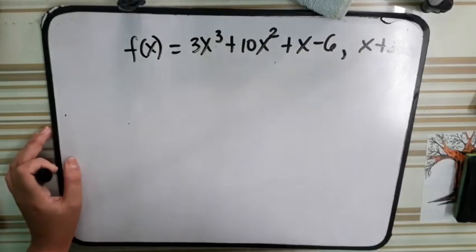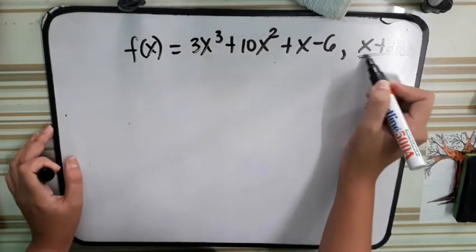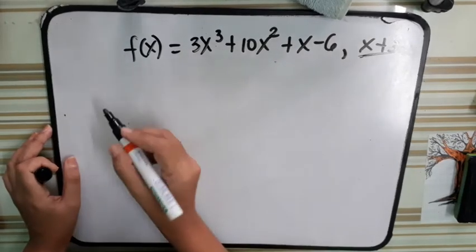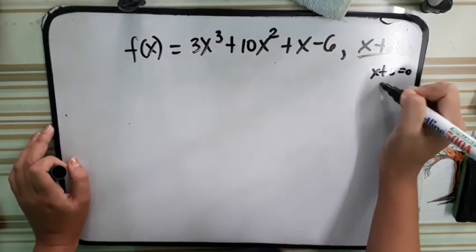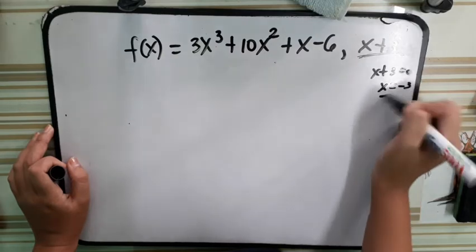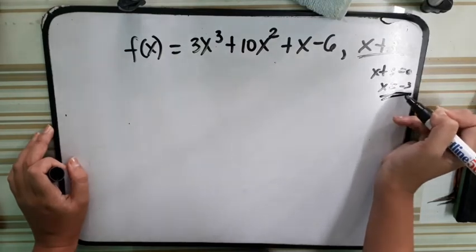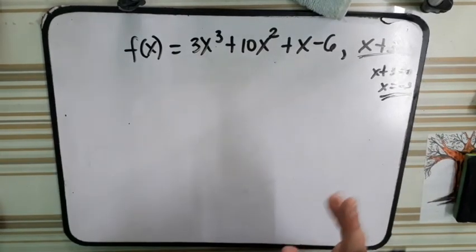The first thing that we need to do is to equate our factor to 0 to find the value of x. So x plus 3 is equal to 0, so x is equal to negative 3. Therefore, the value of x is equal to negative 3.